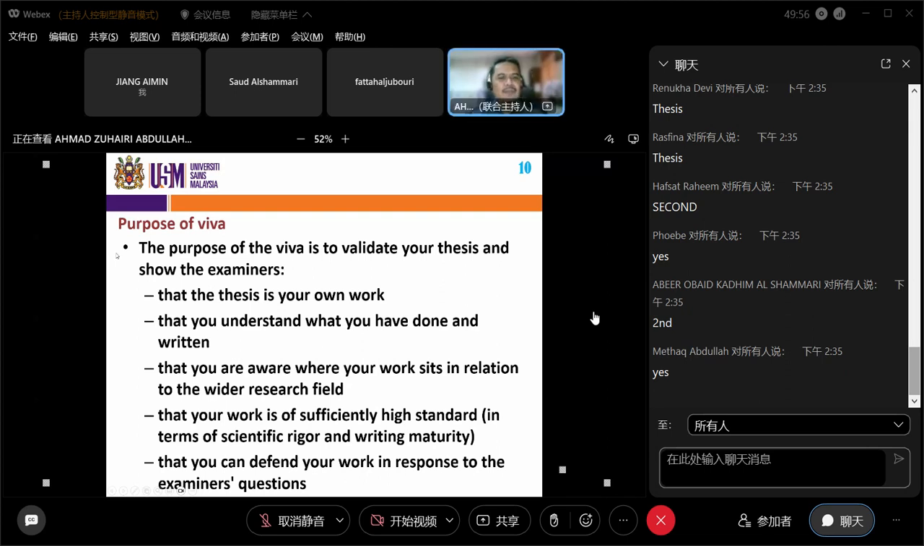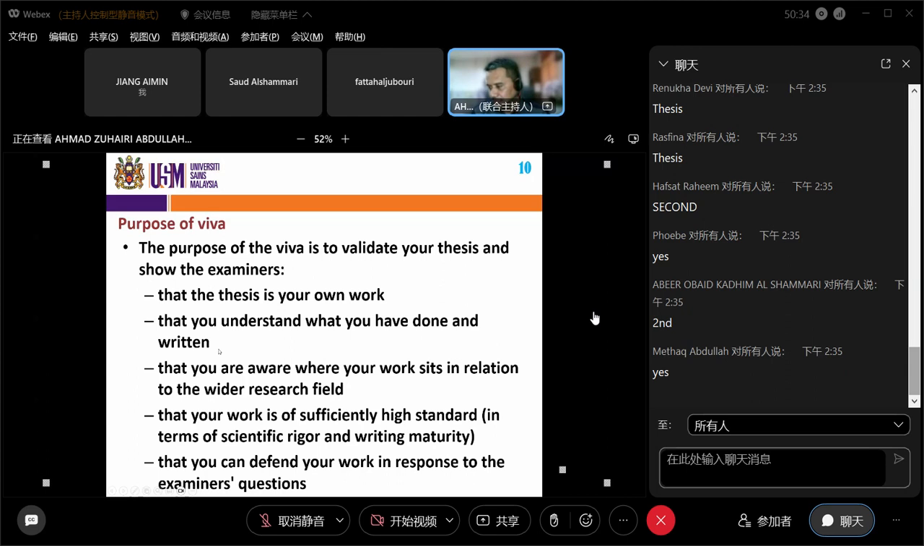Okay, what's the purpose of Viva then? It is actually to validate your thesis and to show the examiners that the thesis is your own work. Yeah, sometimes people can actually appoint someone else to do the writing on his or her behalf. Right? Unethically, it can be done that way. But of course, the Viva is the place for us to really verify that. So if it is coming from us, definitely we should be able to answer questions. Most of the questions, not all of the questions. Okay. And to show that you understand what you have done and written.